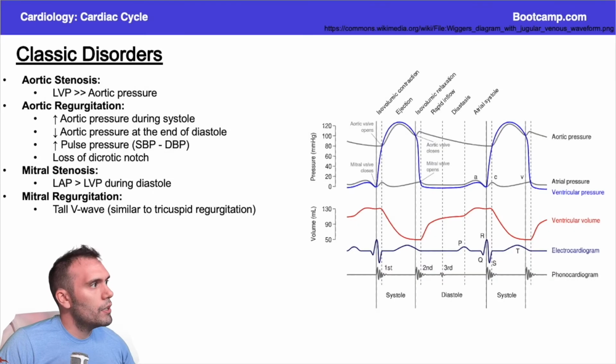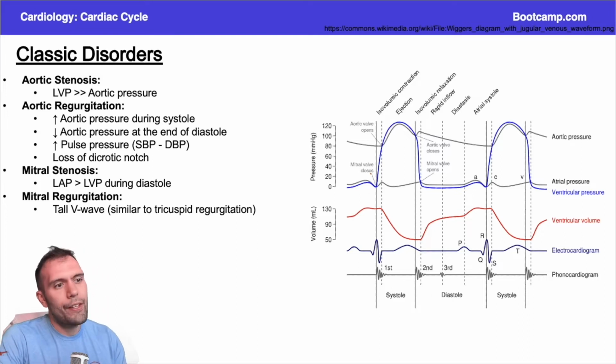All right, so just some classic disorders really quickly. We're just going to use our curve here to describe these. And again, I'm just going to go through these kind of quick because I feel like once you have the fundamentals down like we do, it actually makes this a little bit easier. So let's just start with aortic stenosis.